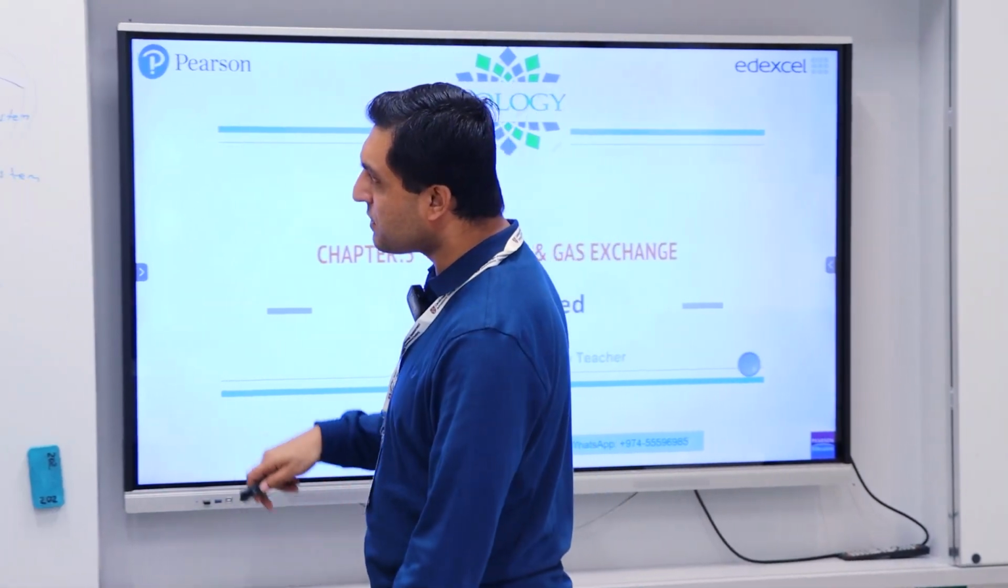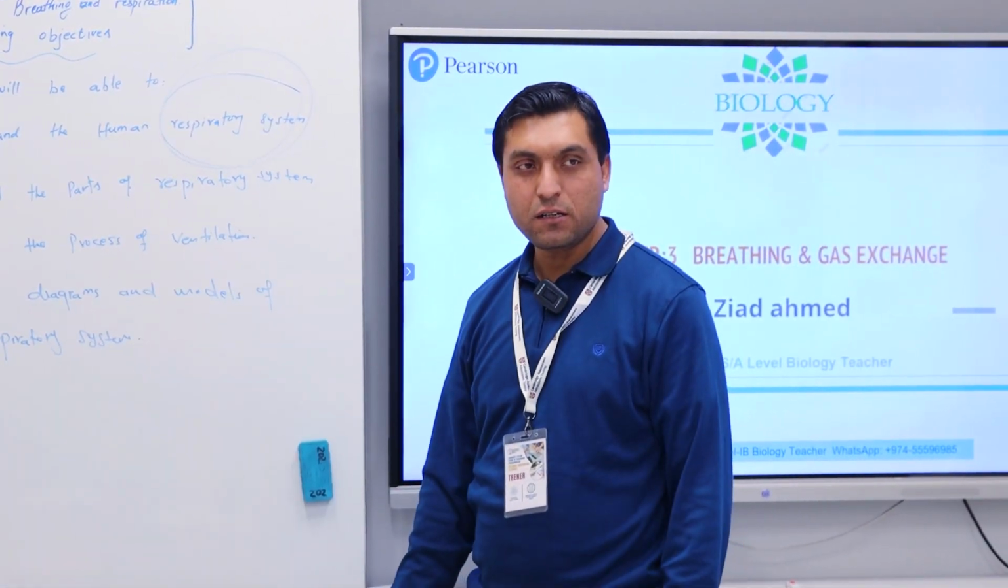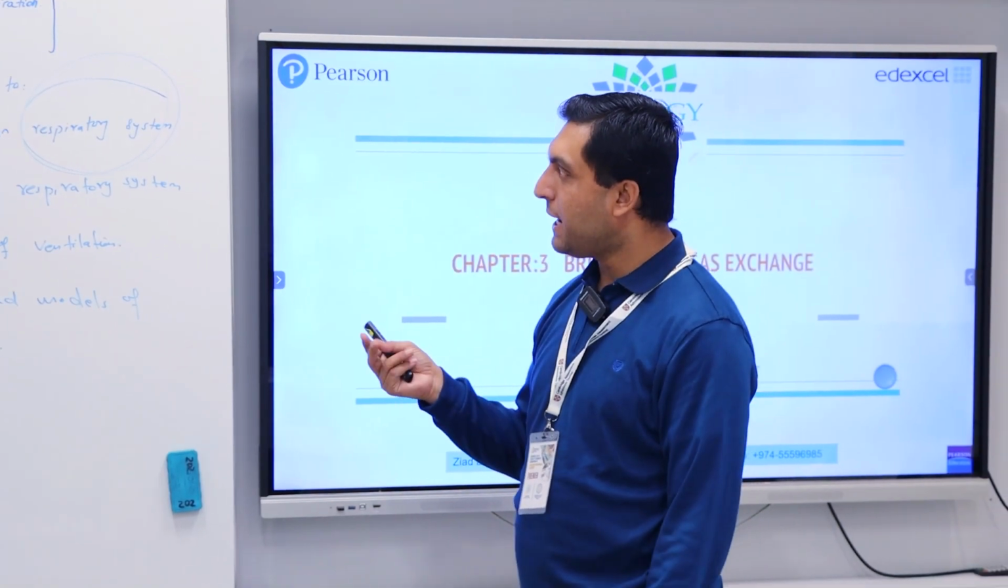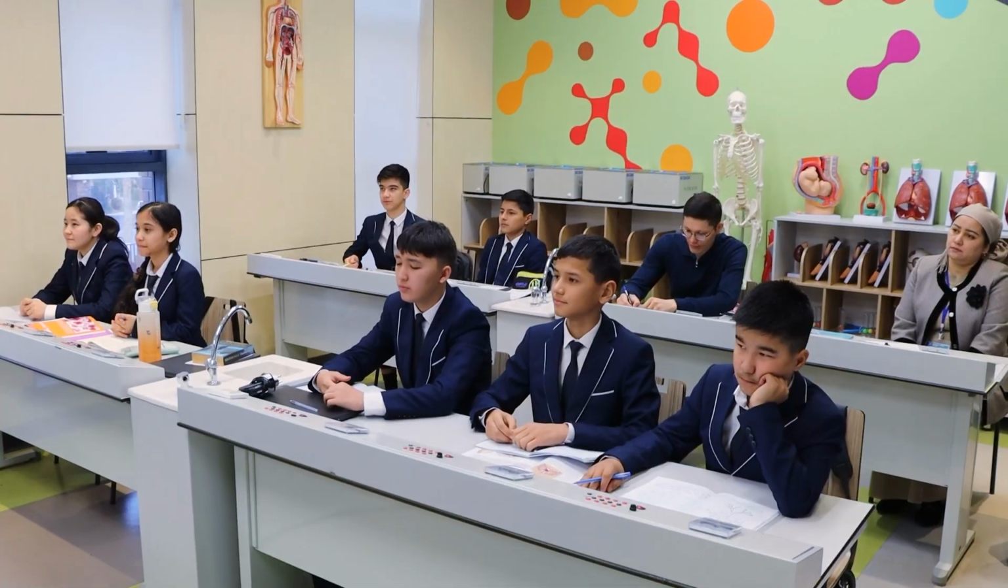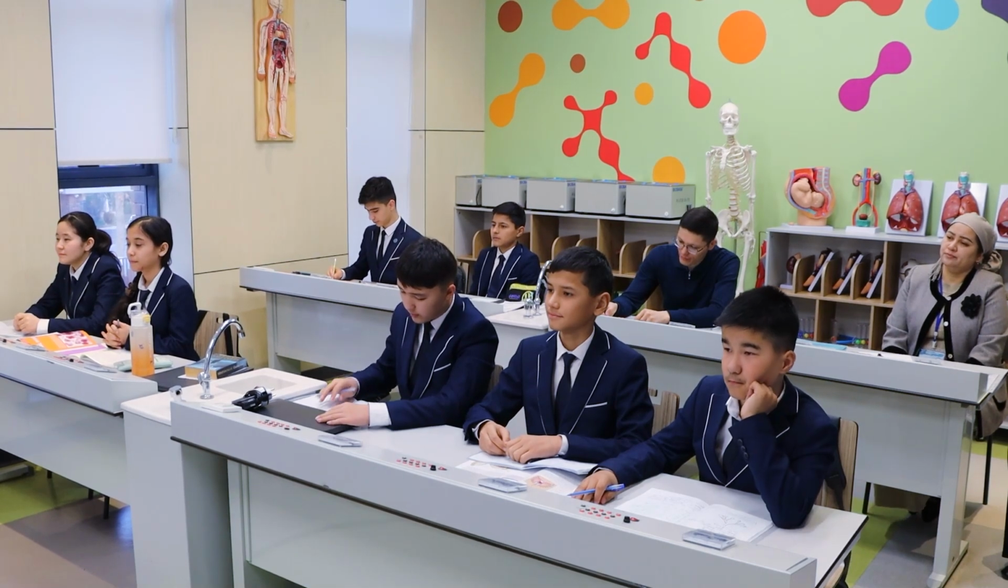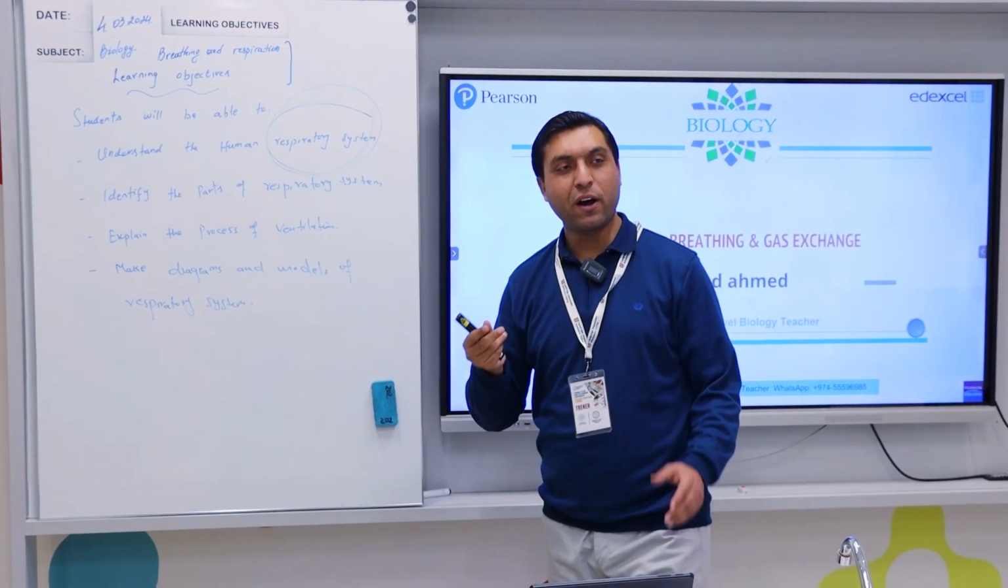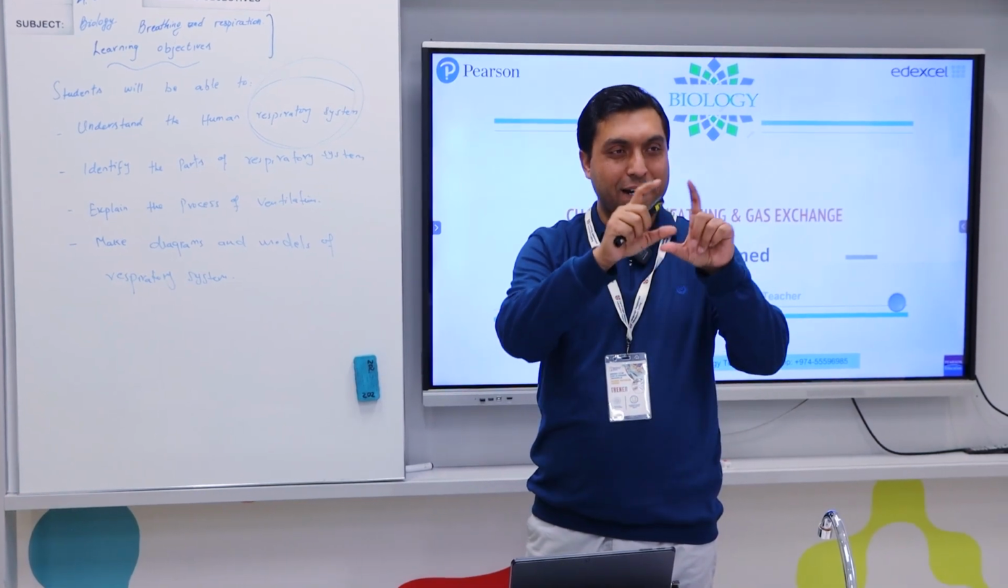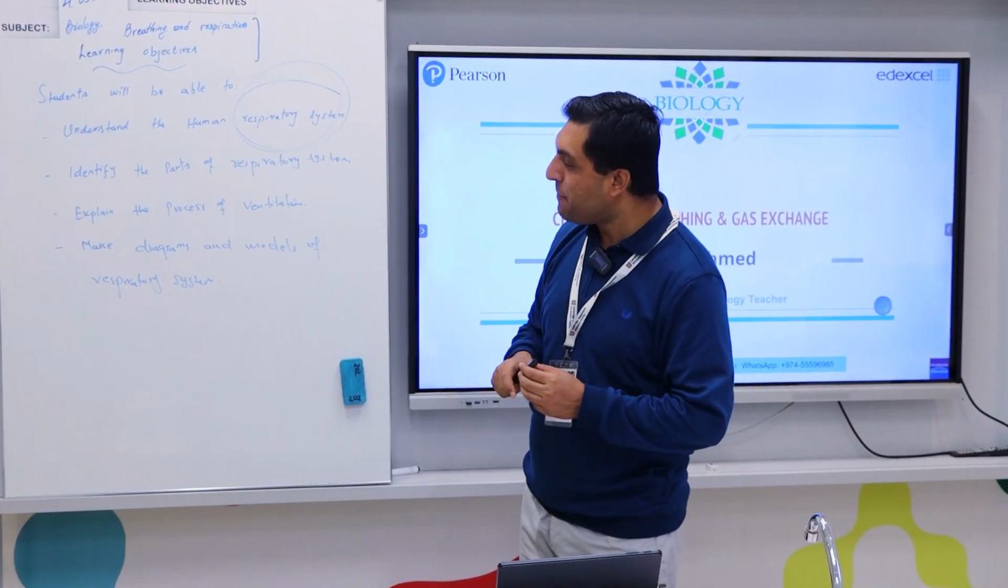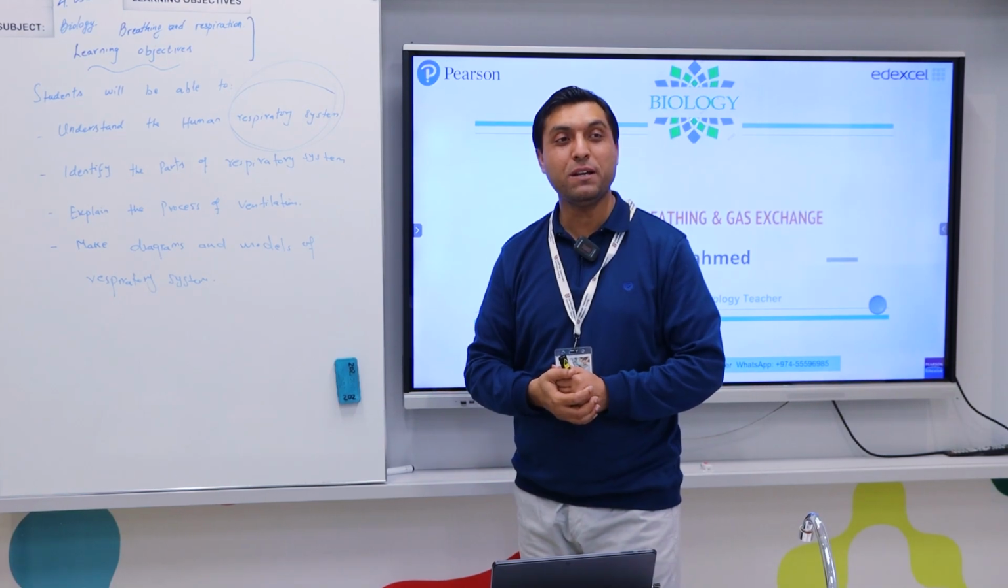It's a chapter, but we will focus on these learning objectives. Today during the lesson, you must be able to understand what the human respiratory system is and identify different parts of the human respiratory system. It means if I give you a worksheet, a diagram or a model, you must be able to identify different parts of the human respiratory system. What is the respiratory system? How does ventilation take place in our body? What is happening when we inhale air? What happens when we exhale the air?